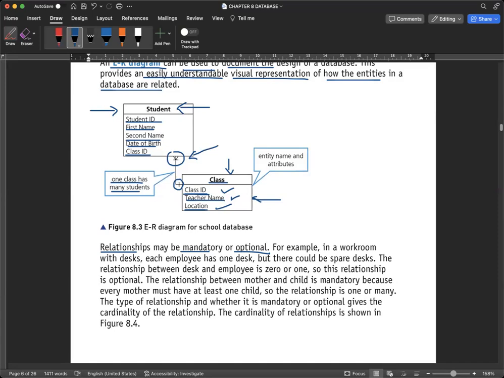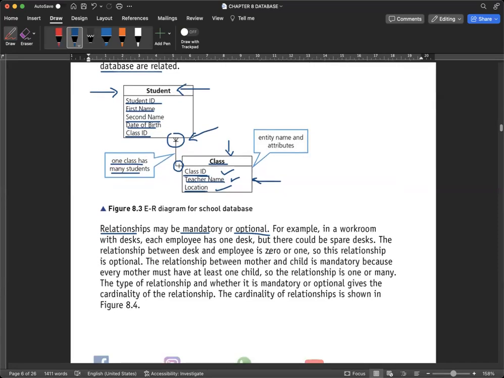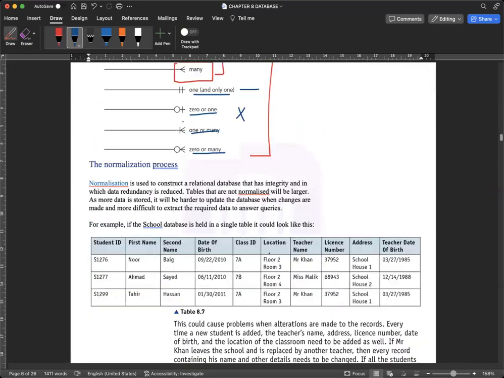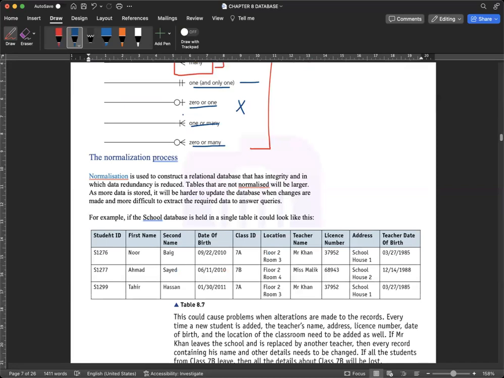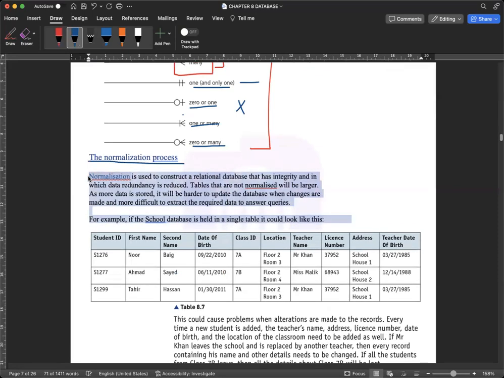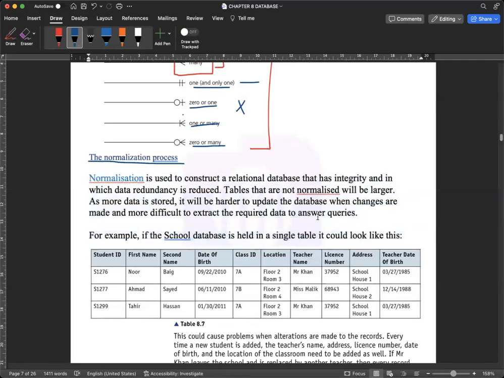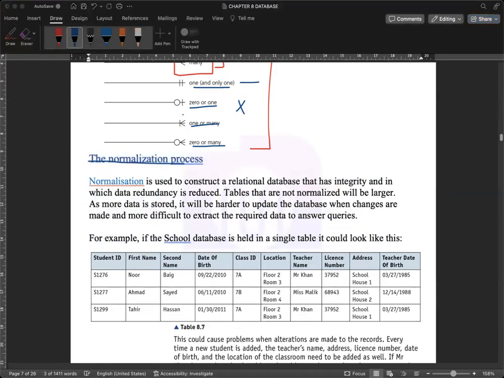So it is mandatory sometimes, or sometimes it is optional, right? Now we are going to start a topic of normalization. Any idea about this? Normalization means that you have a huge database, which is difficult to understand. So you are going to break the database into different tables until it becomes easy to understand. Did you get it? Normalization means that you are going to break a big table into small tables.